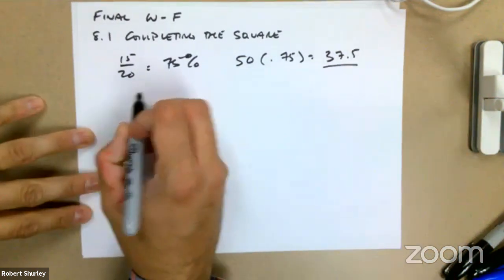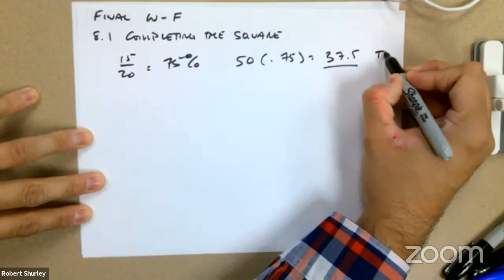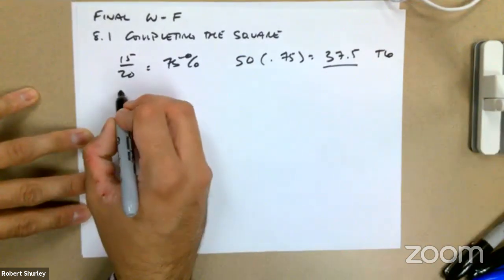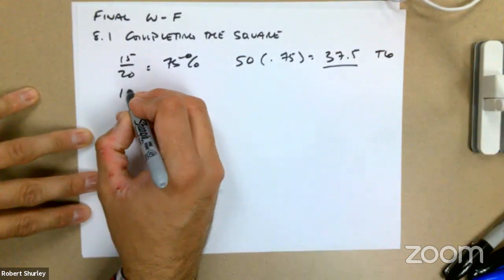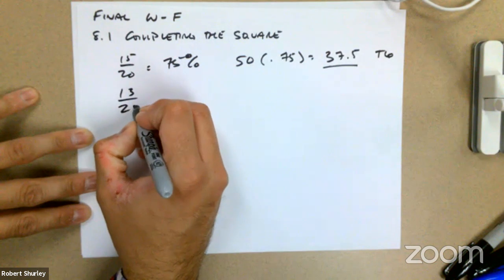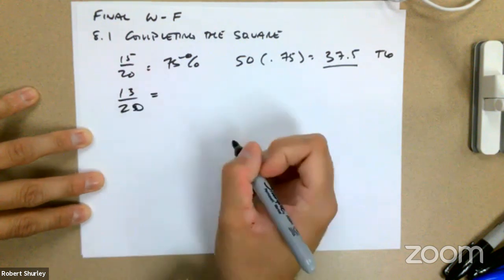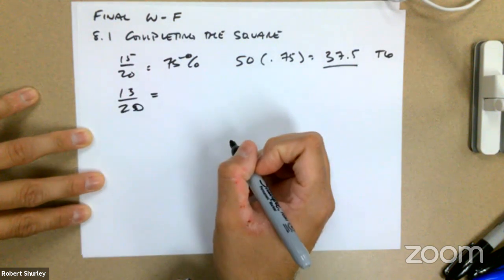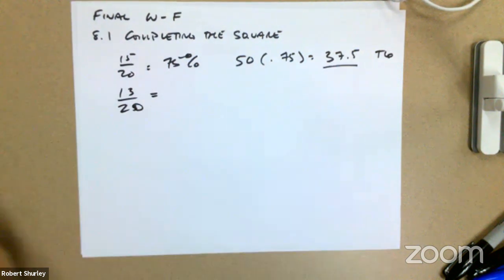So that was test 6, right? We'll say T6. And let's say you made, I don't know, 13 out of 20. Did I do any that were 25 or were they all 20? All 20. Okay, good. Let's say 13 out of 20.